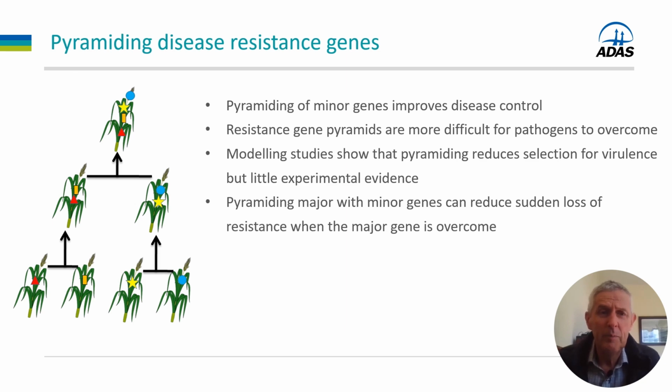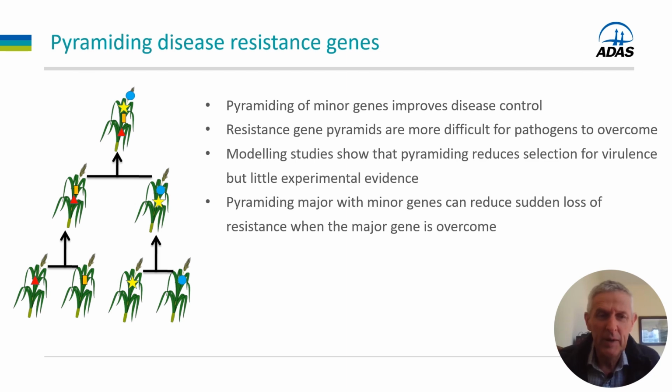So first of all, pyramiding resistance genes. If we look at the diagram on the left, we can see here 4 breeding lines of a cereal, and each of those 4 breeding lines contains a different resistance gene represented by the different shaped symbols.